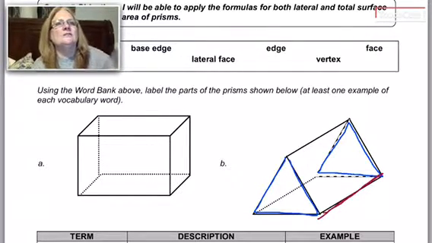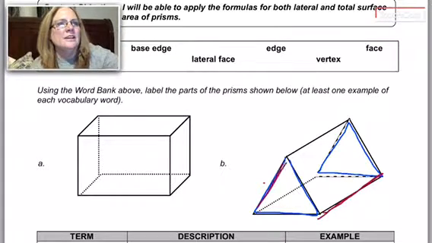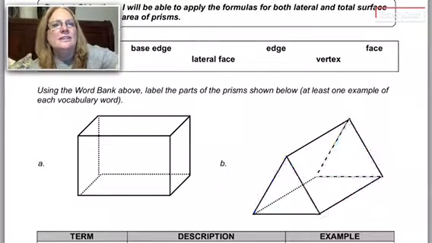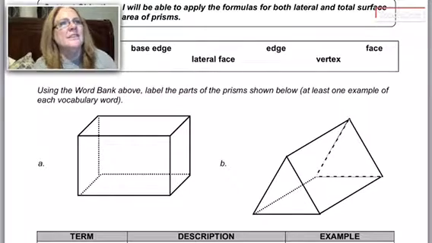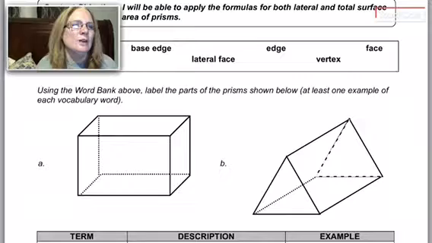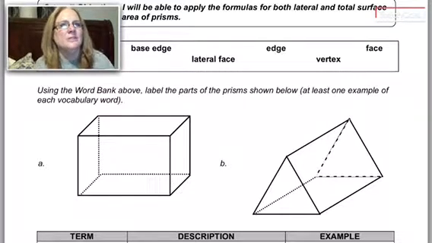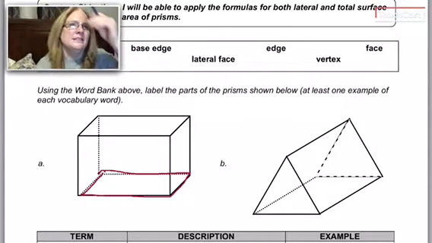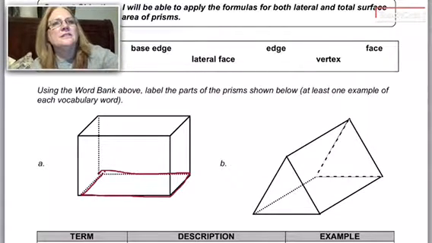Okay, so then just to fill in, the base edges are the edges of the base. So in this picture here are base edges. The lateral face, okay, the lateral is not the base. So it's always rectangles. So in the triangular prism, it's all the three rectangular sides. And then again in this one, let's go ahead and call this the base. And so the lateral faces would be the other four faces of the prism. The vertexes are right here, all the corners.